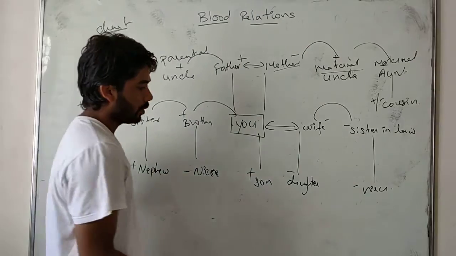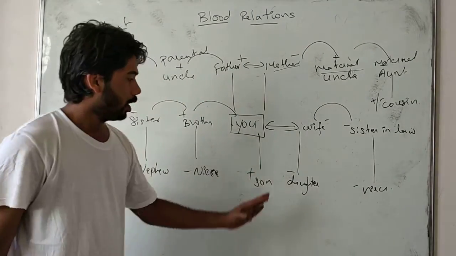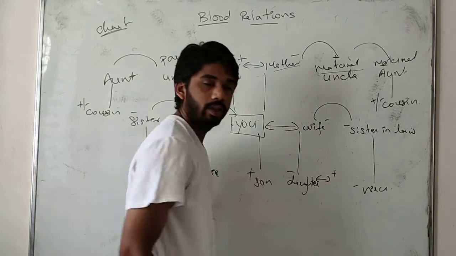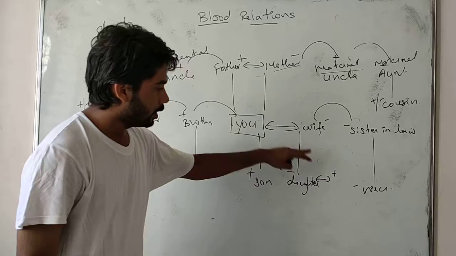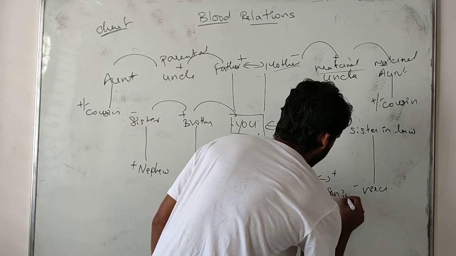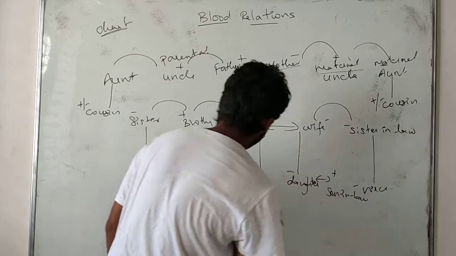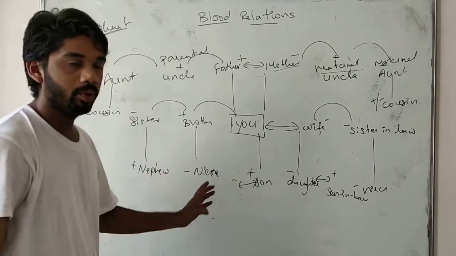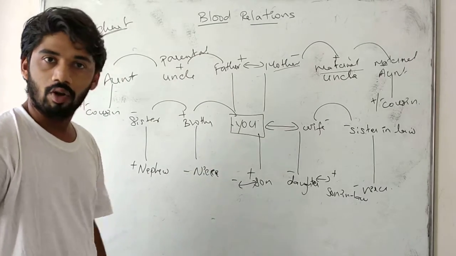Okay, students. Now son and daughter. Your daughter got married to a person. What will you be calling him? From you, he is son-in-law. So students, it is son-in-law. Your son got married. What will you call her from you? Daughter-in-law.